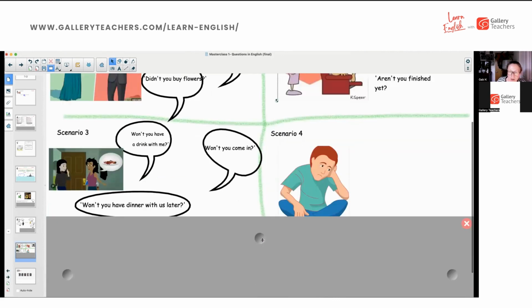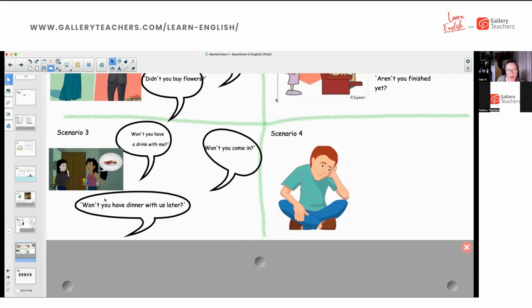But mind you, now look at scenario number 3. Look at what's happening here. So you have this woman and a visitor, and what she's saying is, won't you come in? Won't you have a drink with me? Won't you have dinner with us later? What is the function of this negative question? When do we say, won't you do something? What is the situation? Can you interpret the situation? What is this woman doing? It's future, but is it future, Ashik?